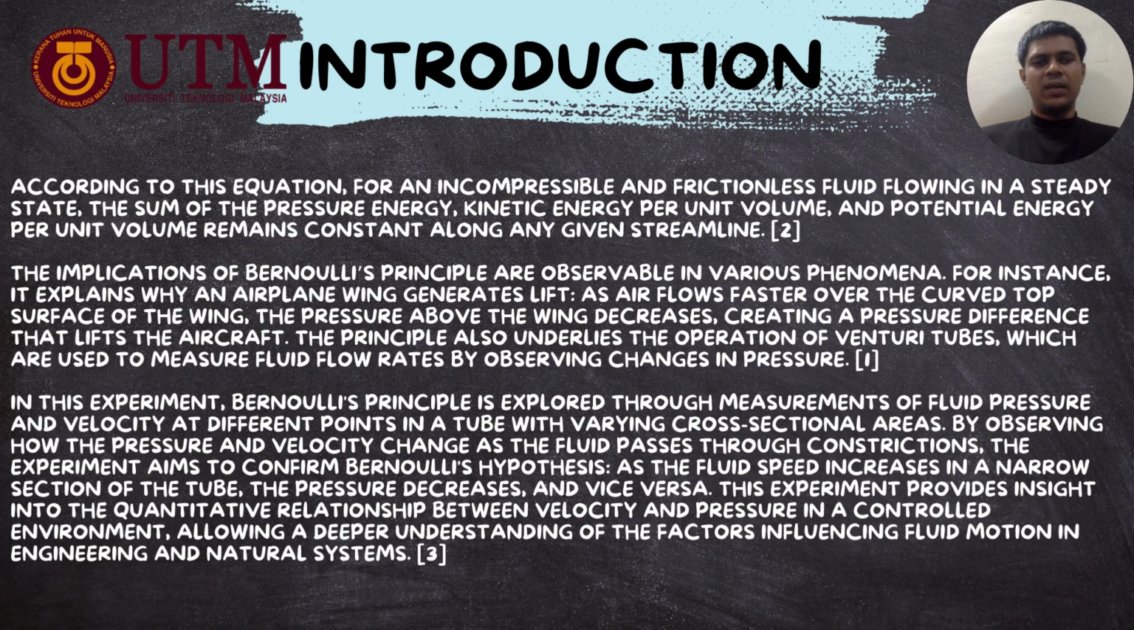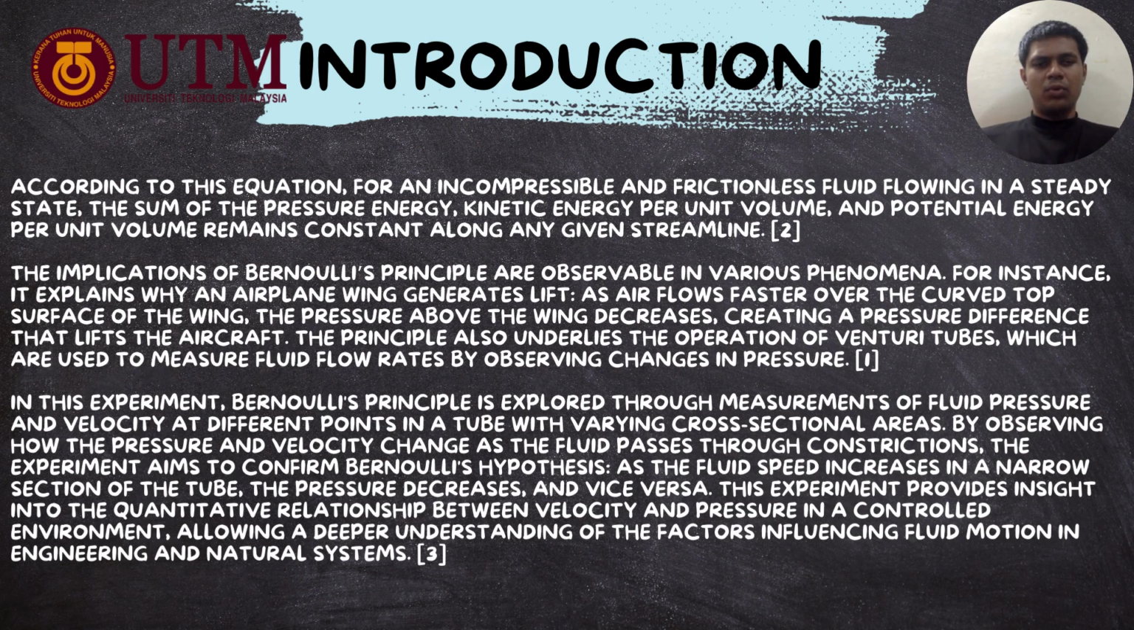In this experiment, Bernoulli principle is explored through measurement of fluid pressure and velocity at different points in a tube by varying the cross-section area. By observing how the pressure and velocity change as the fluid passes through constrictions, the experiment aims to confirm Bernoulli's hypothesis. As the fluid speed increases in the narrow section of the tube, the pressure decreases, and vice versa.